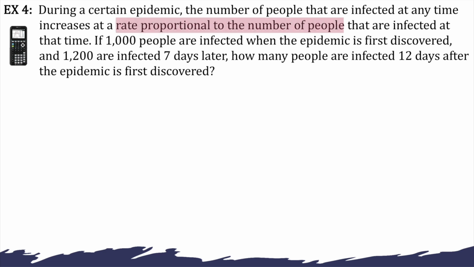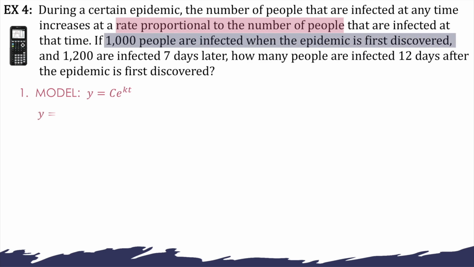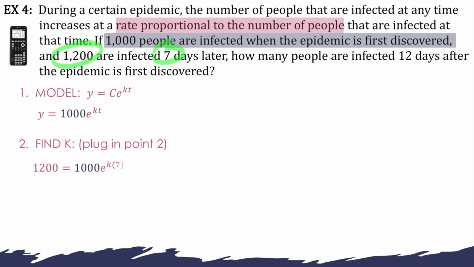We have a rate proportional to the number of people, so we know we can use our exponential growth model. We also have an initial condition of 1,000. So we're going to start with 1,000 e to the kt. Now we can solve for k by plugging in our second point. So 1,200 equals 1,000 e to the k times 7. This is 7 days later. 1,200 people are infected. And now we can solve for k.